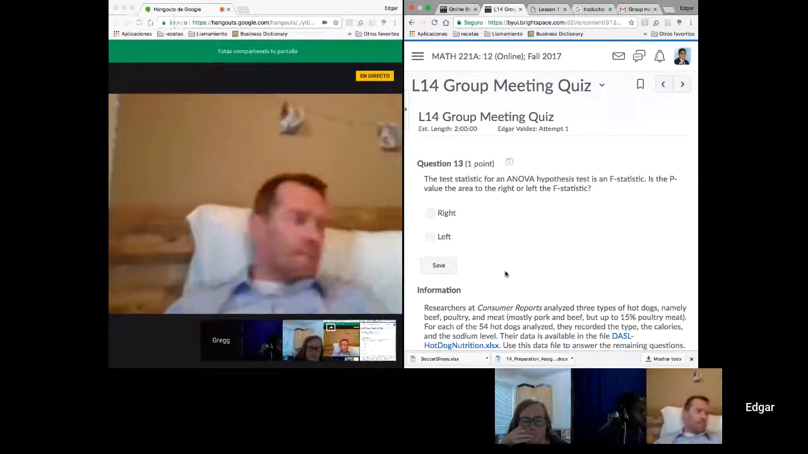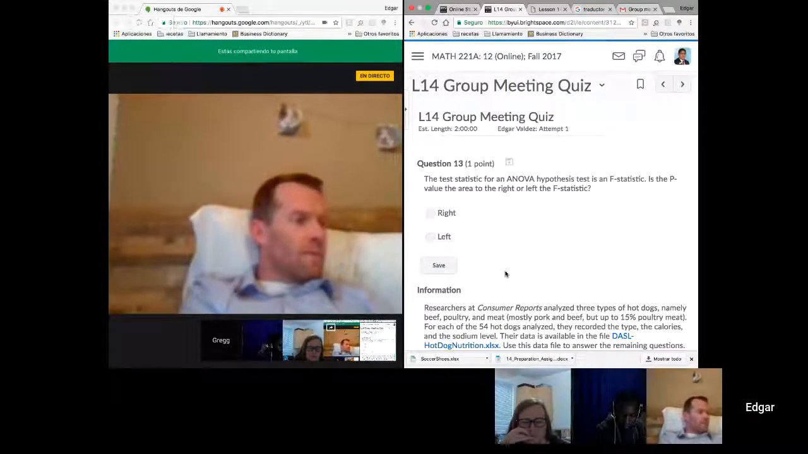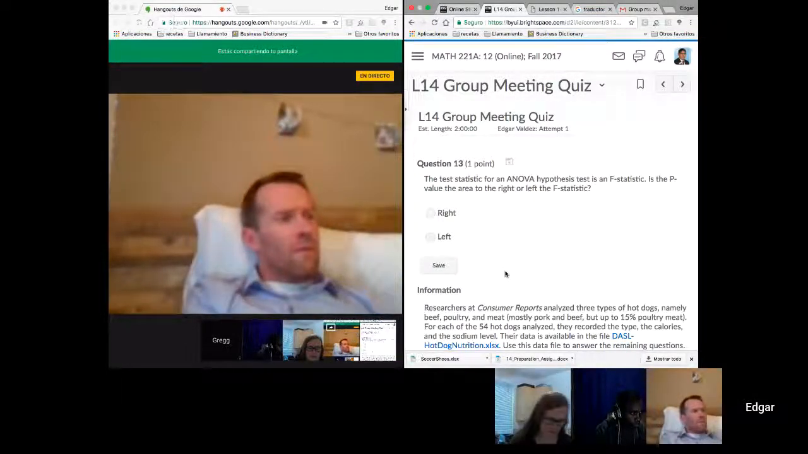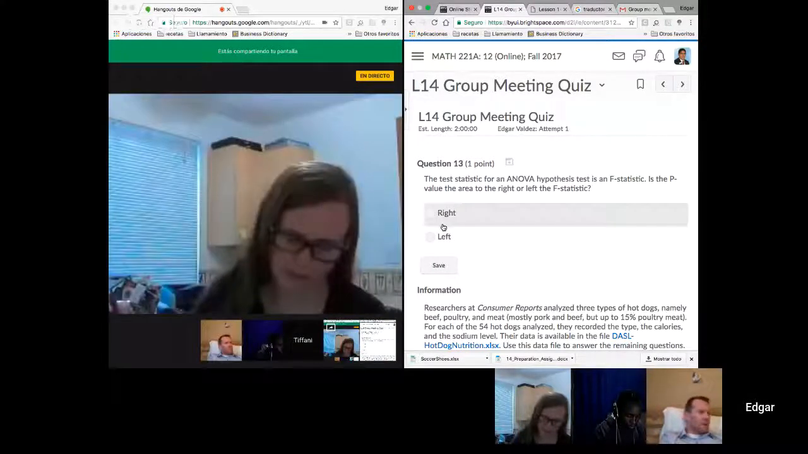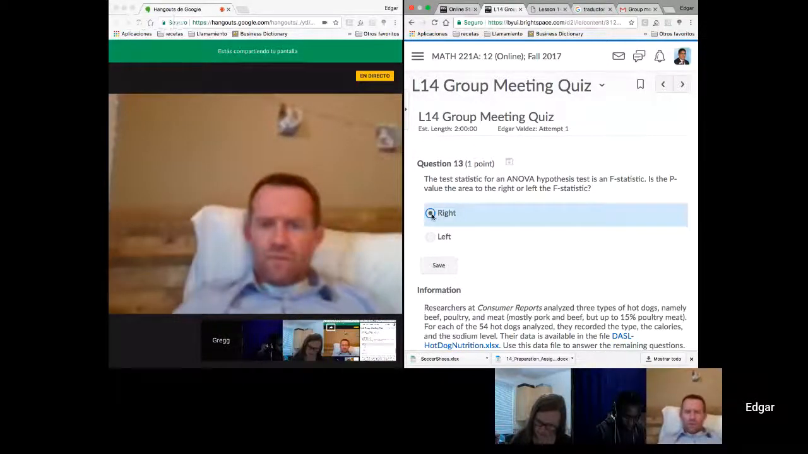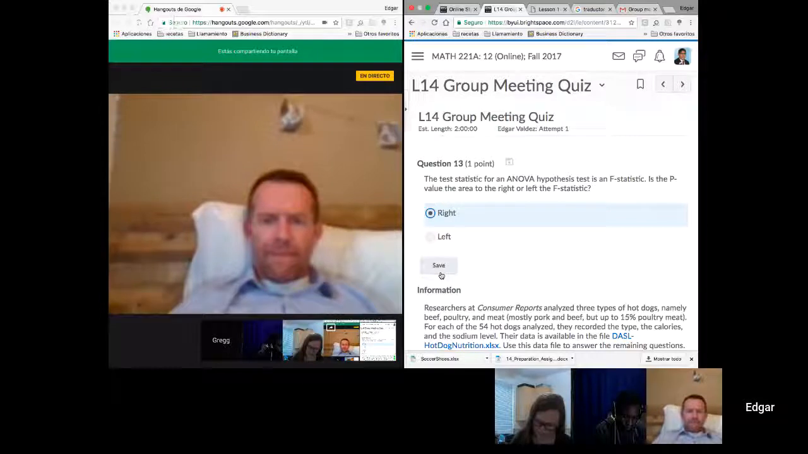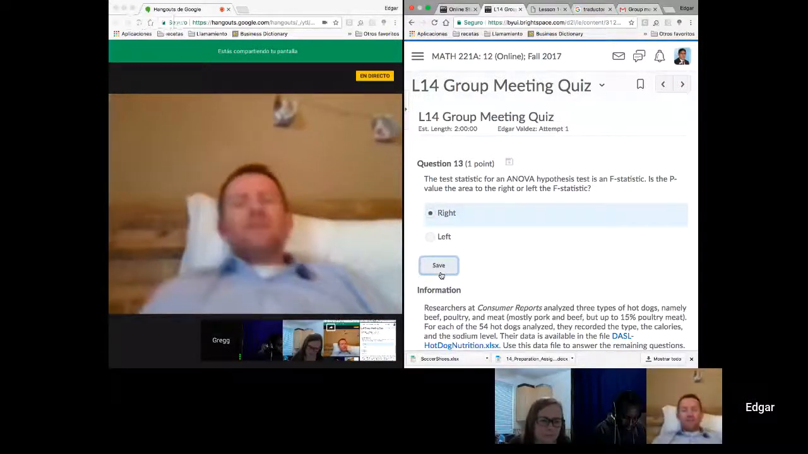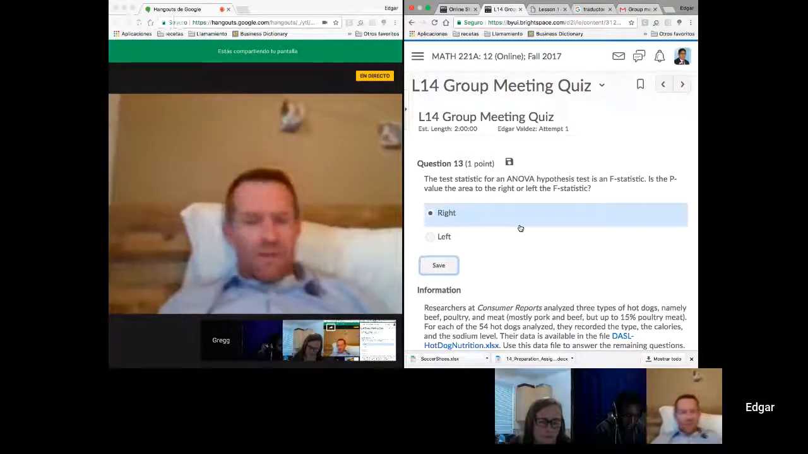Question 13. The test statistic for an ANOVA hypothesis test is an F statistic. Is the p-value the area to the right or left of the F statistic? The right. It's right skewed, so it's to the right.